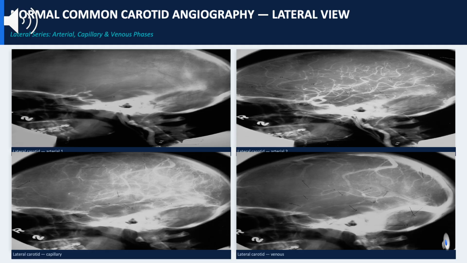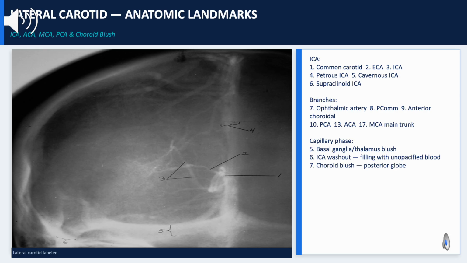This projection is superior to AP for visualizing the ICA segments, the ophthalmic artery origin, the posterior communicating artery, and the temporal lobe branches of the MCA. Note how the capillary phase shows the choroid blush posteriorly, choroid plexus of the temporal horn, as a distinct opacity separate from the basal ganglia thalamus blush. These blushes are reliable landmarks for locating deep structures on the lateral view. The anatomic labeling on this lateral carotid image shows the complete ICA course from cervical 1 through petrous 4, cavernous 5, and supraclinoid 6 segments.